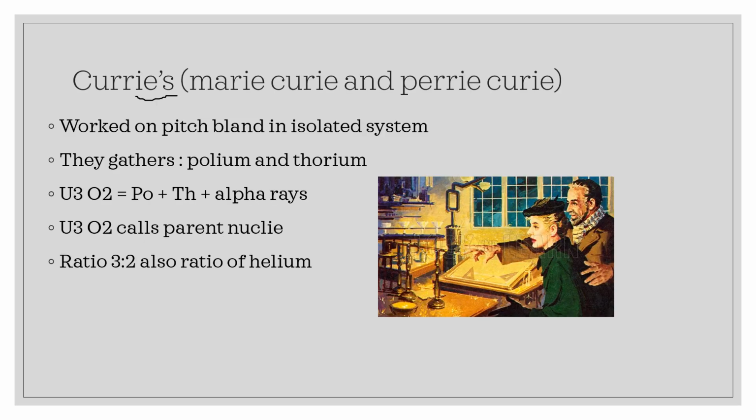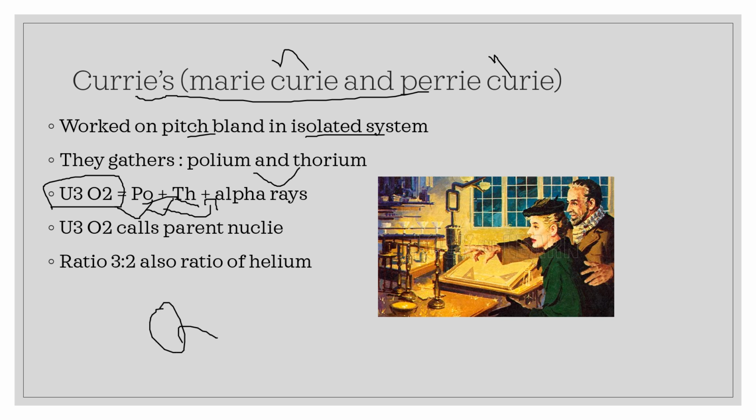Next, the radioactivity of uranium oxide was further investigated by the spouses Marie Curie and Pierre Curie. They were a couple. They worked on the pitchblende in an isolated system. They didn't work on the pitchblende directly. They gained polonium and thorium from it. How? When they heated the uranium oxide, they found that polonium and thorium were being gained, plus some alpha rays were also being extracted. They also found that some radiations were coming out, and those are the radioactive rays. They called the uranium oxide the parent nuclei and thorium and polonium the daughter nuclei.